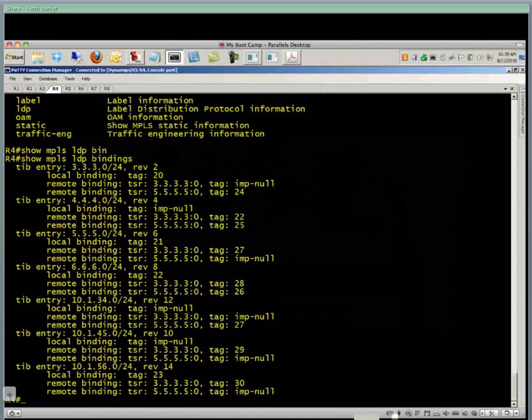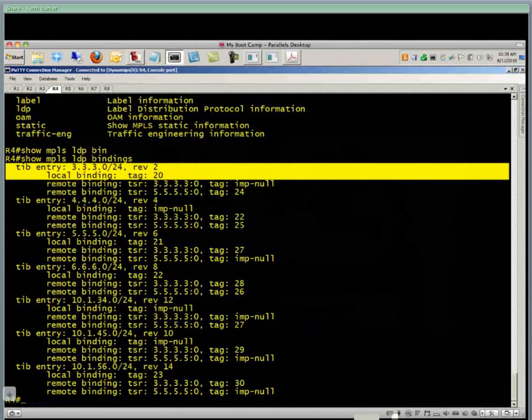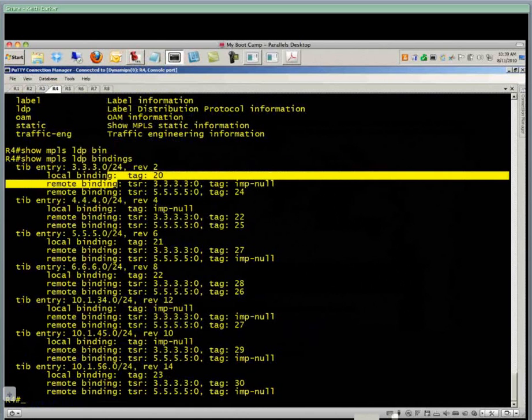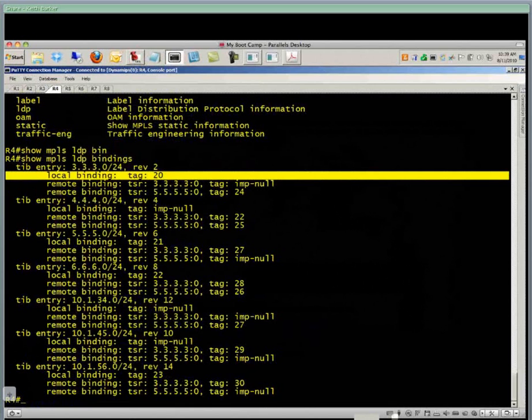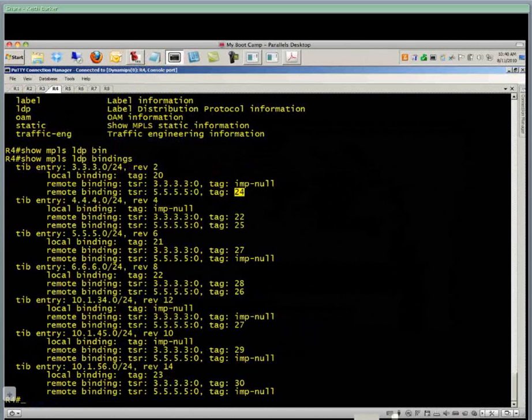It's got the 333 network. It's got a local tag for it right here of 20. It also has learned information regarding that 333 network from a label perspective. It's learned that 5555, which is the LSR router ID, also happens to be the highest IP address of any loopback, that the label it's advertising is 24, and the label that 333 is advertising is implicit null, which is a fancy way of saying the reserved label of label number 3.